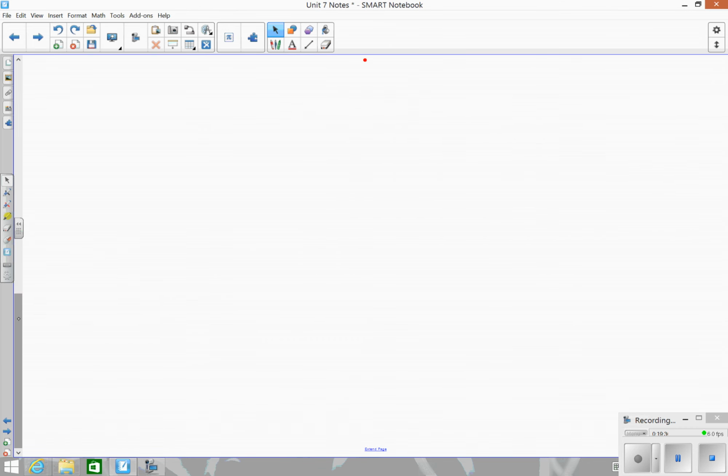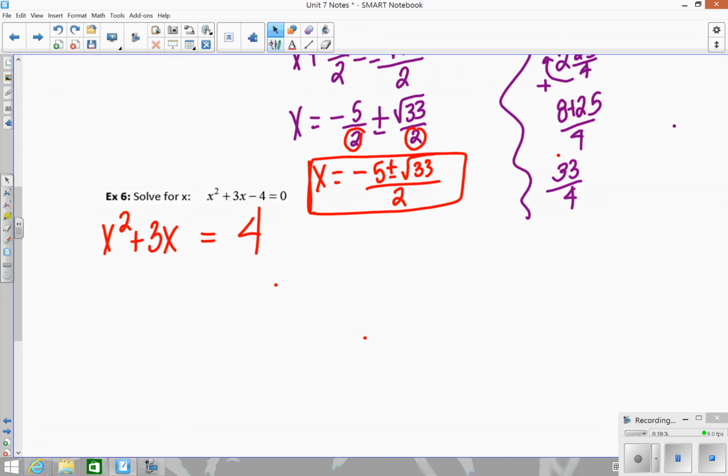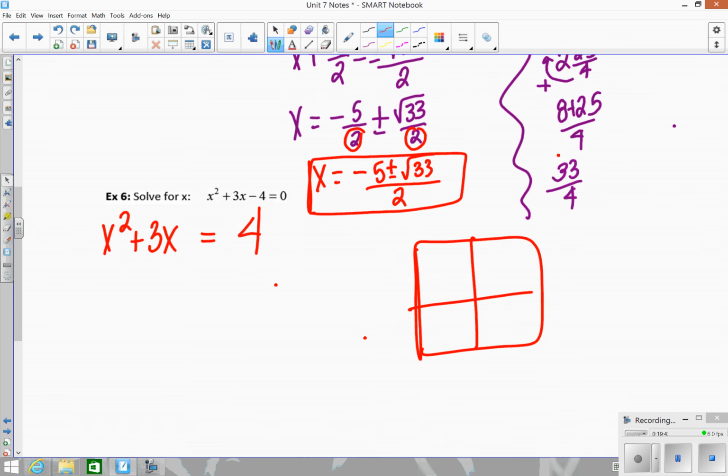So draw the square. So we have x and x, and we need to break up. So we have the x squared. So we need to break up the 3x so that when we add them here, we get 3x. So you always break it up by dividing it by 2. So it's always just that middle term divided by 2.